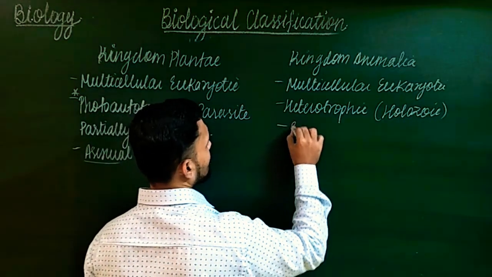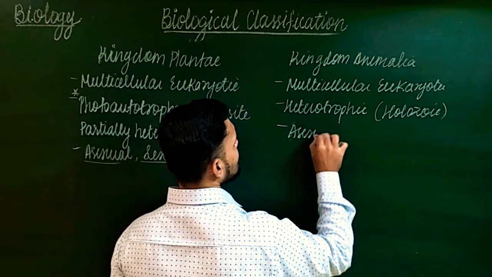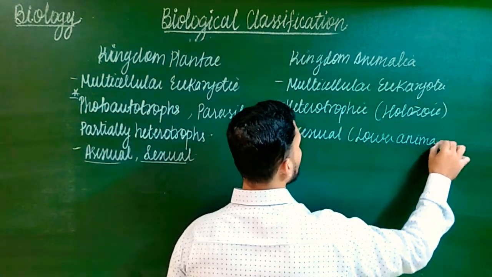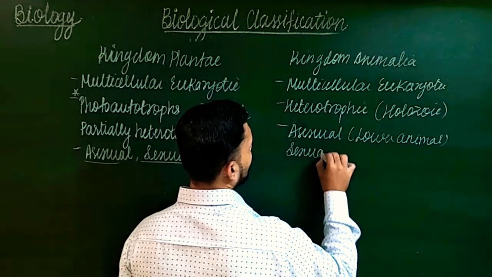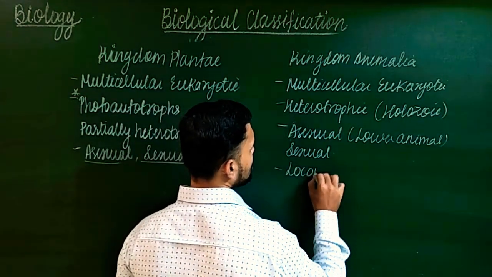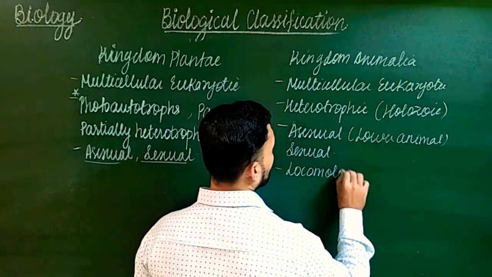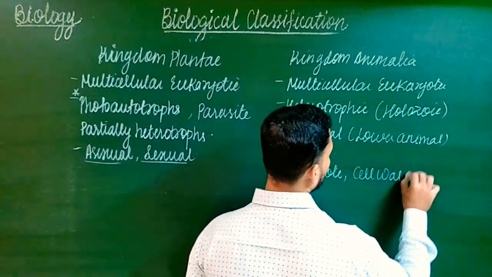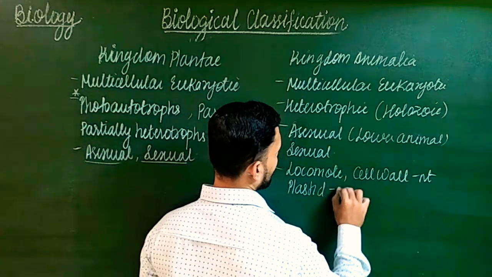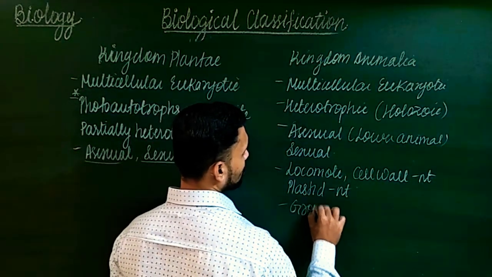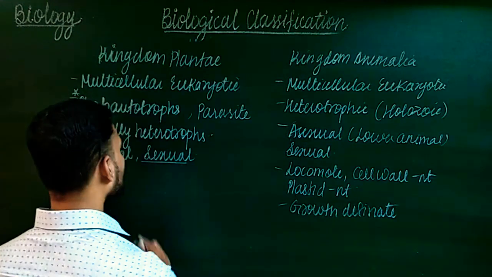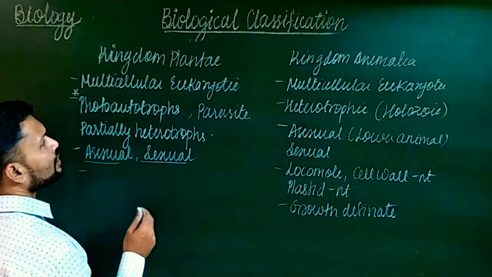Obviously here you can see again, asexual methods of reproduction are generally seen in lower animals. Higher animals generally follow sexual methods because that is more evolved and a guaranteed method of reproduction. Okay, one more, they can locomote. The absence of cell wall is the key feature of an animal cell, and obviously plastids are also absent in animal cells. Apart from that, the growth is definite in animals.